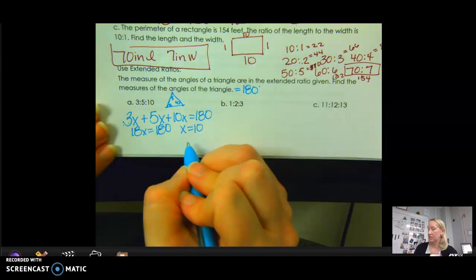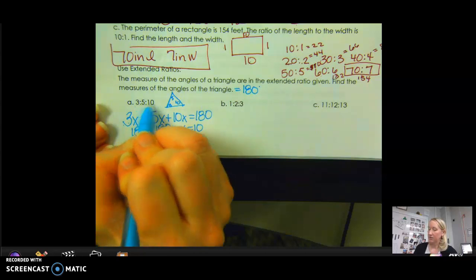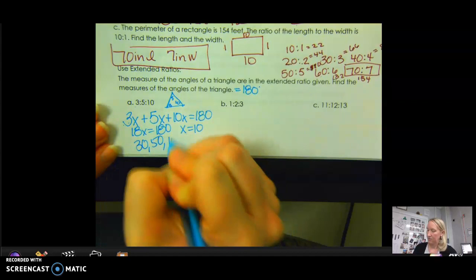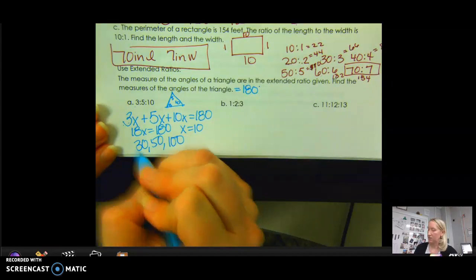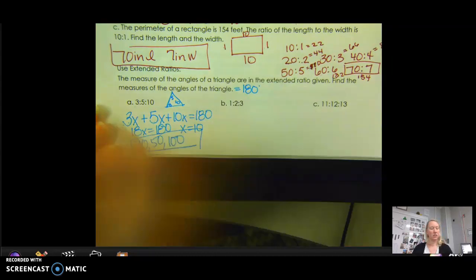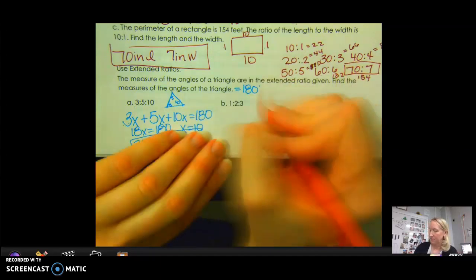So what that is saying is, in order to get the 180 degrees, we're going to multiply each of these by 10, so that would be 30, 50, and 100. And those are my angle measures, and those add up to 180. All right, next 2. Pause me, try these on your own, and unpause me when you're done.